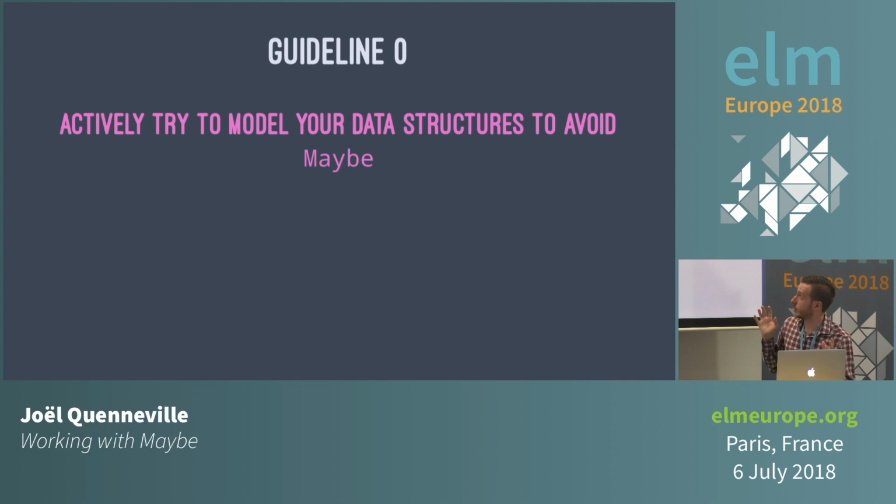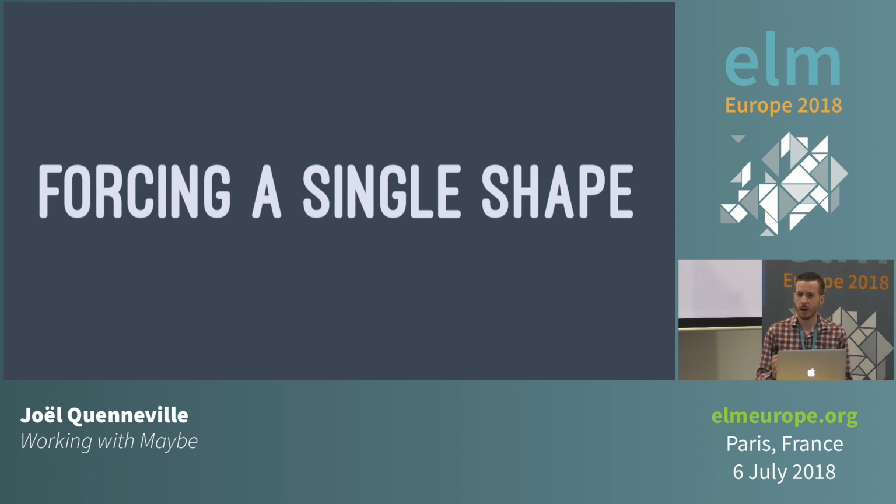Guideline 0 is really kind of a way to skip all of this other stuff where we're dealing with Maybe, and say, what if we just didn't have Maybe at all? What if the way that we modeled our data didn't involve us having to check Maybes because we used the power of Elm's data structures to actually model something that's closer to our problem domain? And a common mistake that we make is trying to force a single shape on our data structures.